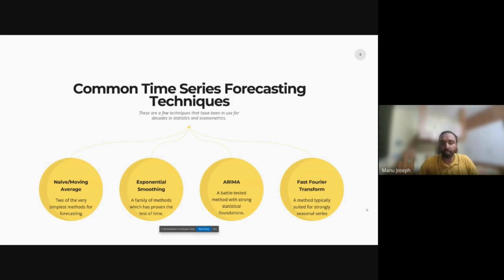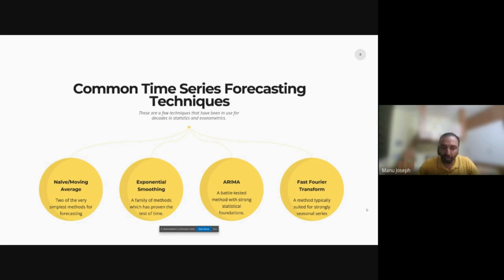I'm not going to go into detail on any of this because I'm assuming all of the audience are aware of it, especially since this is the time series group. Very basic models like naive and moving average are also very tough benchmarks to beat in many cases. If a model is not doing better than a naive or a moving average forecast, then there's no point. Let's just use the naive forecast. That will be better off.